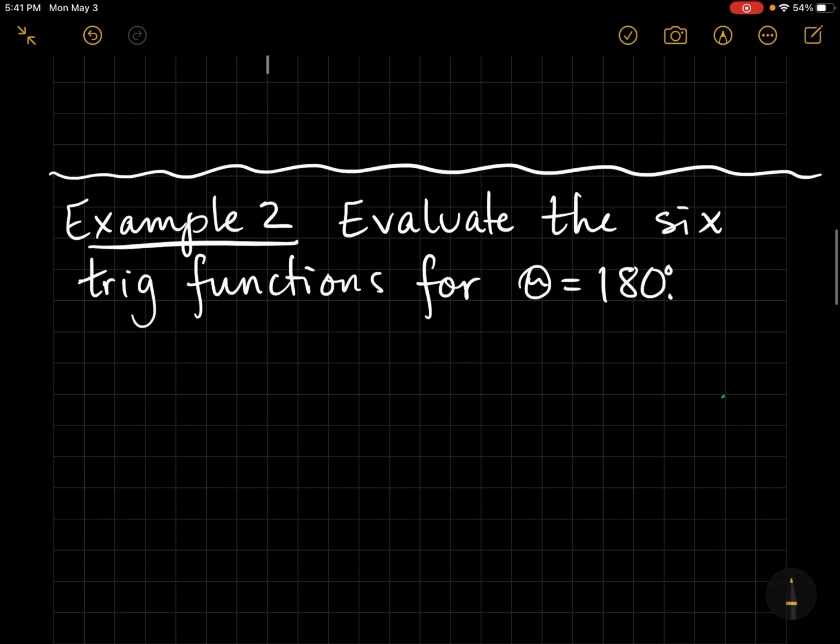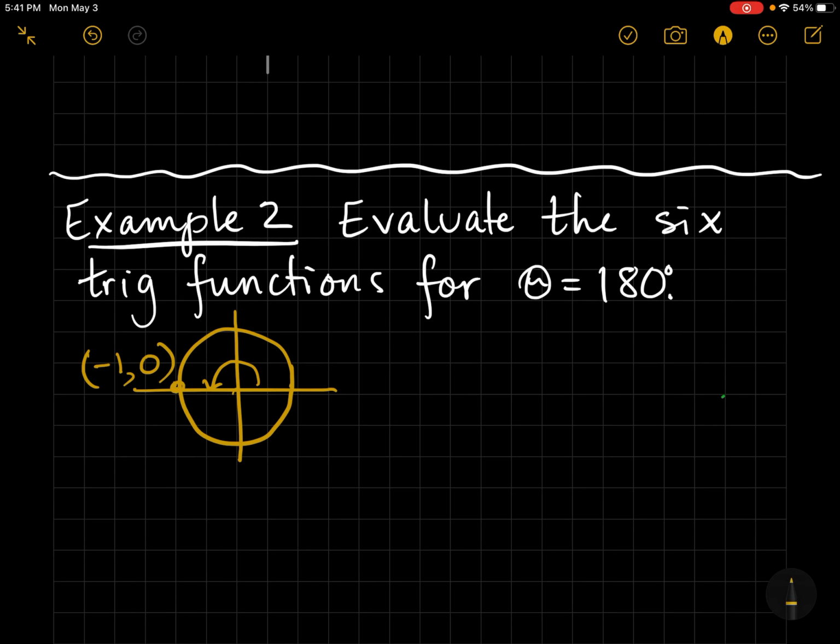Let's evaluate the 6 trig functions for theta equals 180 degrees. We're going to use the unit circle to help us do this. Radius 1 at 180 degrees. 180 degrees is right here. The coordinate of this point, starting at the origin always, I go back 1, so x is -1, and I'm not going up anything, so y is 0. Remember, I used the unit circle, so the radius is 1.